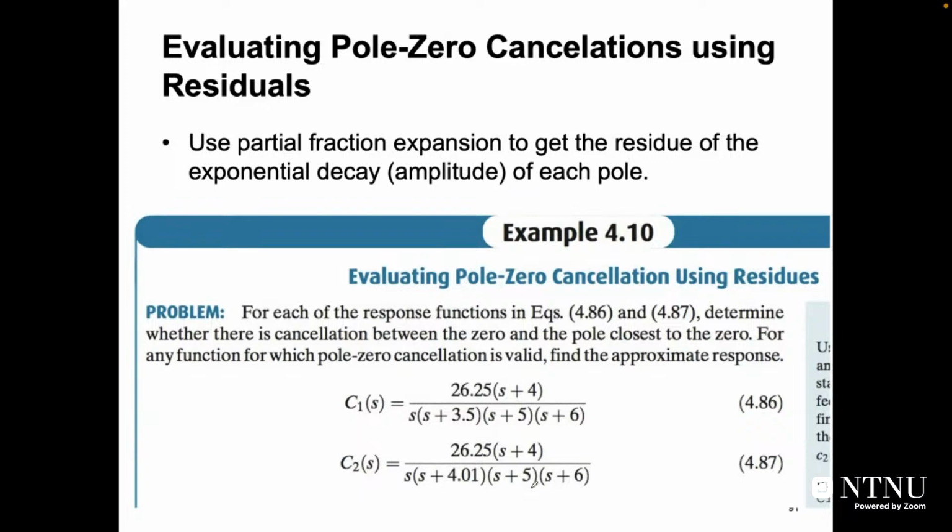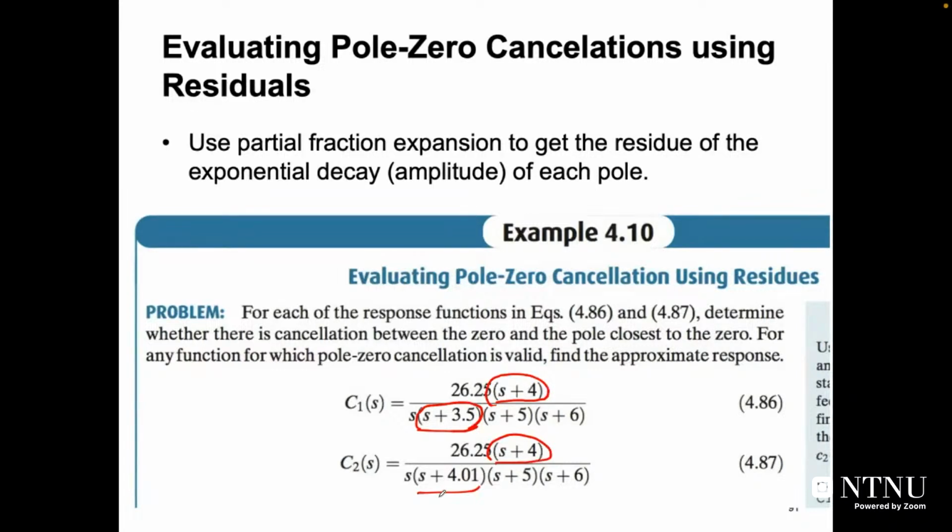So you have this system. We have here, as you can see, s plus 4. It's a zero at -4 and a pole at -3.5. Can we cancel this one with this one? So this is problem 1. Problem 2, we have here s plus 4, and we have here s plus 4.01. Can we cancel this one with this one?